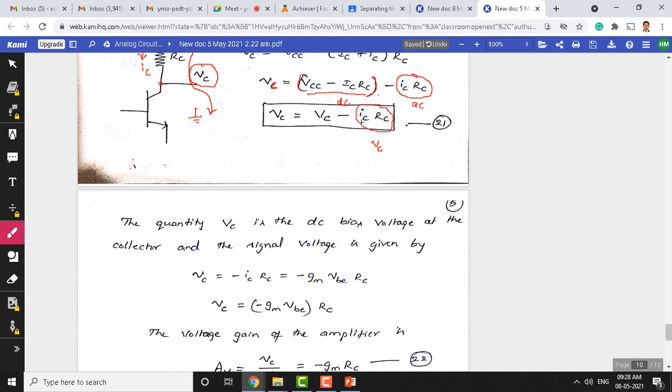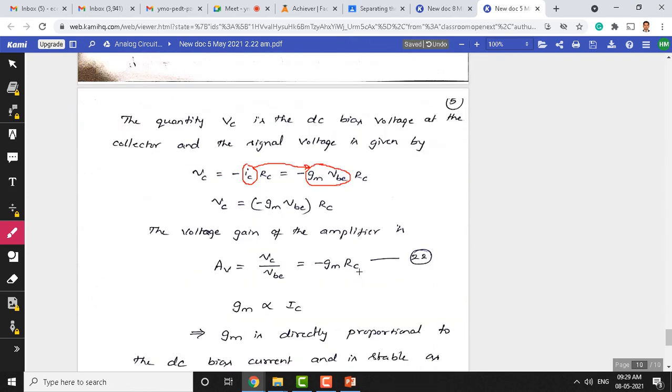And here this is an AC component, that's why we have small v small c. So that is equivalent to minus ic times, the second term we have retained as it is, minus ic times RC. Now what is ic? ic is the signal current expression, which is gm times vbe. The negative sign can be retained as it is, times RC.